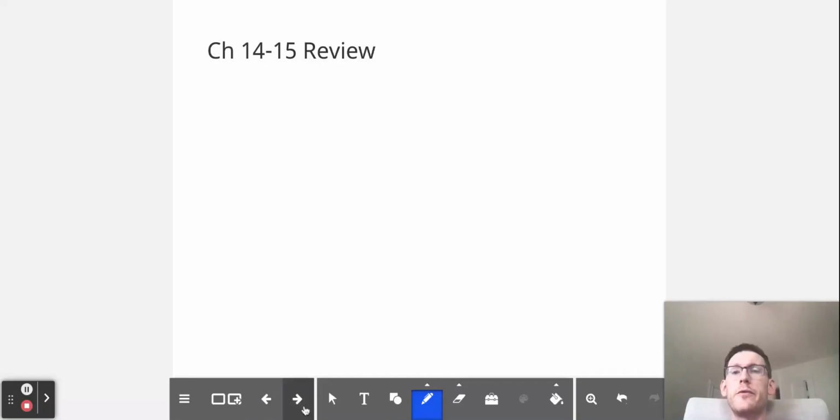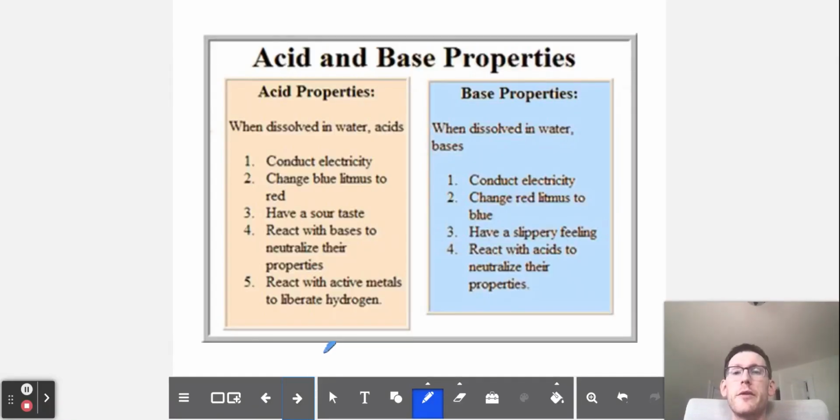Video, we're going to review chapters 14 and 15, starting with the properties of acids and bases, which you should memorize. Both acids and bases will conduct electricity. The stronger the acid or base, the more conductive they are. They both change litmus paper's color, although differently. Acids taste sour while bases often taste bitter. Bases have a slippery feeling. Acids can corrode metals, and acids and bases will neutralize one another.